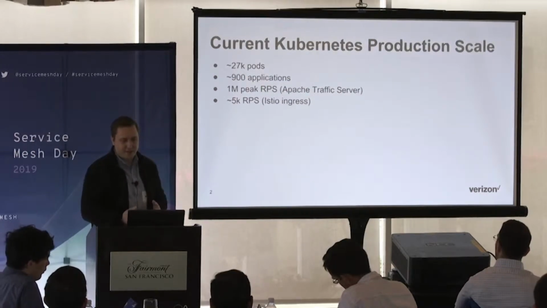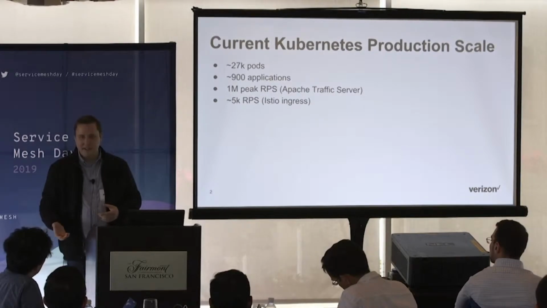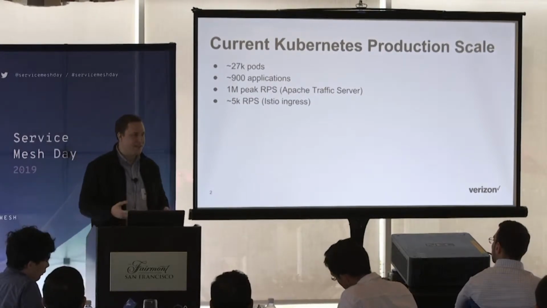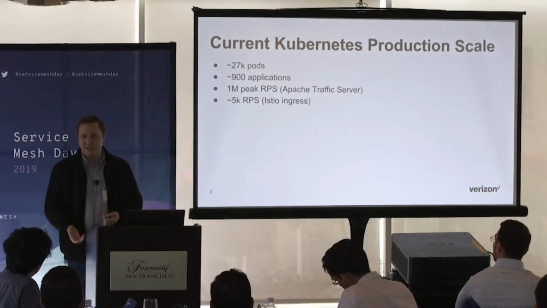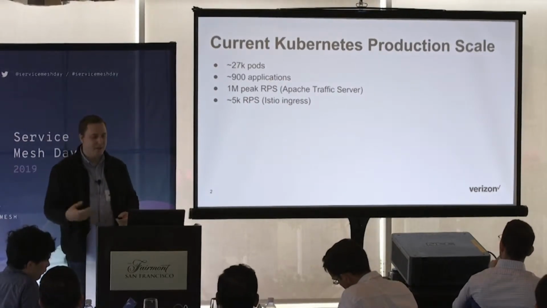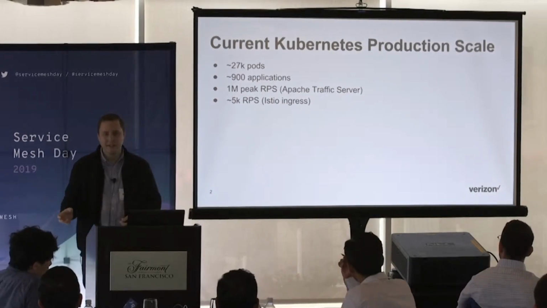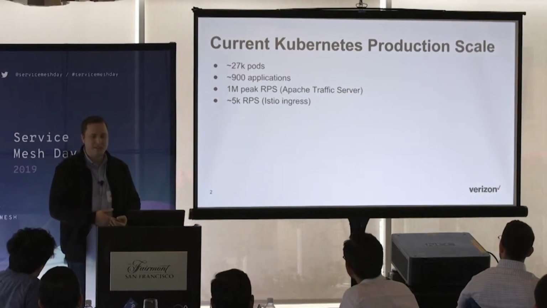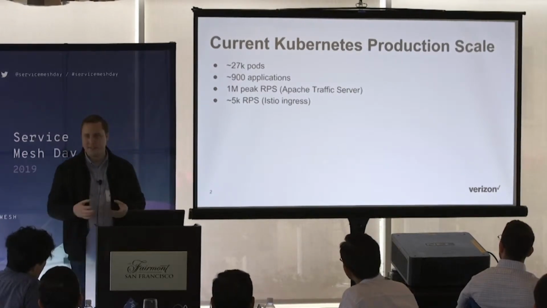Now, just before I get started, I just want to tell you a little bit about our current production scale for Kubernetes. So we're running about 27,000 pods in production. We have a little bit over 900 applications with a little bit over 1 million peak RPS on the Apache Traffic Server layer. And we're also introducing Istio Ingress into our stack. So we have about 5K RPS there right now.